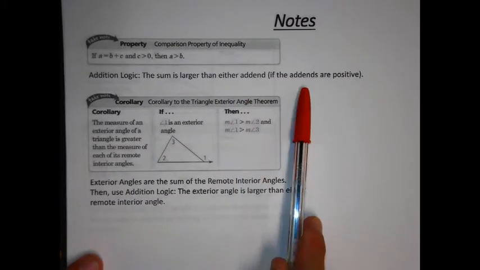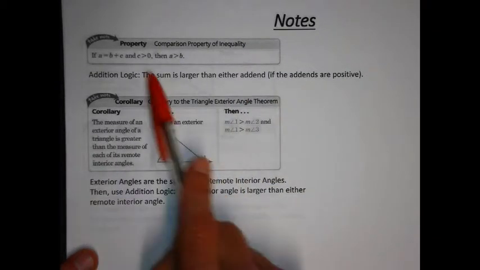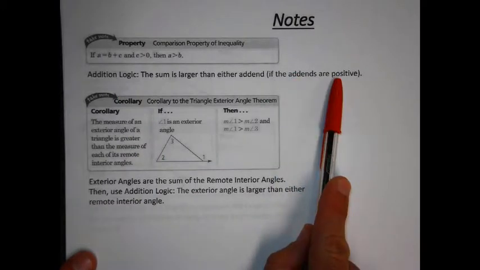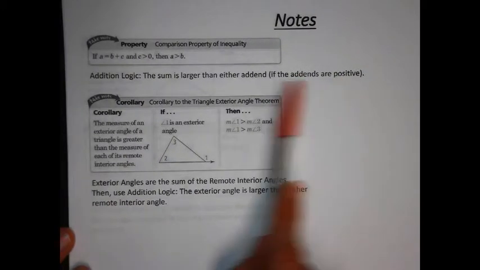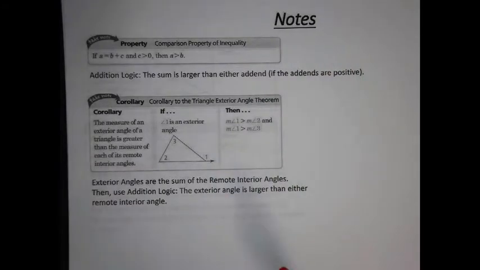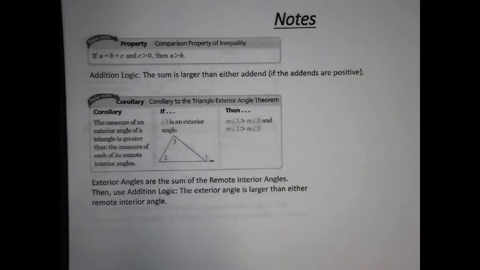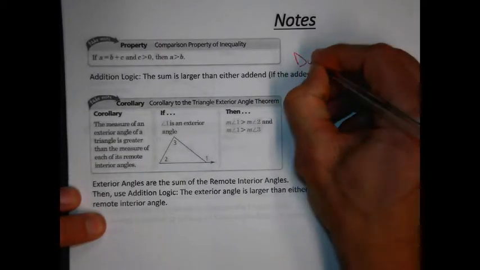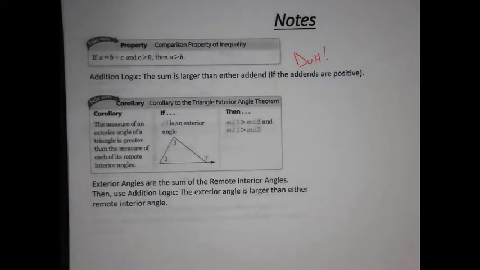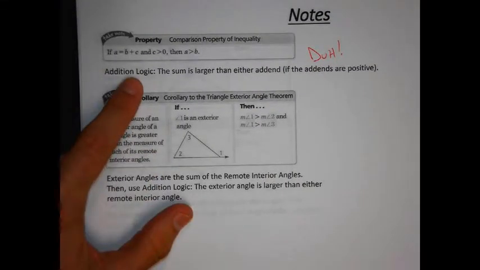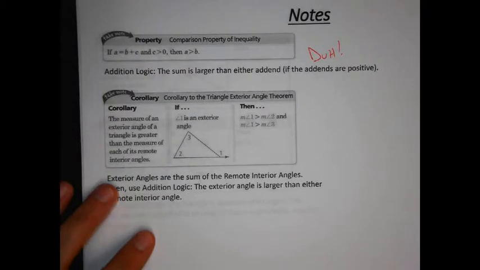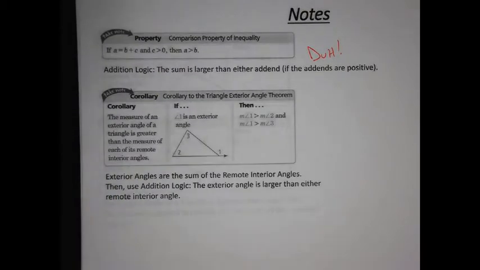Okay, if both the addends are positive. So if we're adding two things, and those two things that we're adding are positive, then the sum is going to be bigger than either of the addends, right? So it's logic. It's almost like you're going to say, well, duh. Yeah, but that's going to make a difference later. So hang on tight, pay attention, and buckle up. So that's the first thing. That's the comparison property of inequality. Basically, it's addition logic. The sum is larger than either addend if the addends are positive. Make sure you know that.